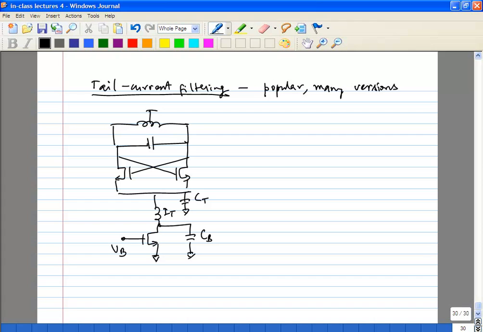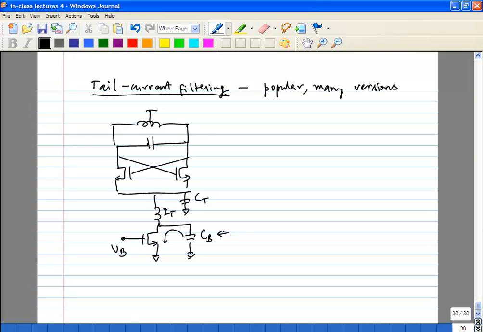So this is one example of a tail current filter. First of all, why do you have CB? CB is there because, remember that your current source noise gets mixed down to your frequency of oscillation, f0. So let's say there could be current source noise at 2f0, which gets down converted to f0 through mixing action. So this CB is large enough such that it's a very low impedance at 2 omega naught.